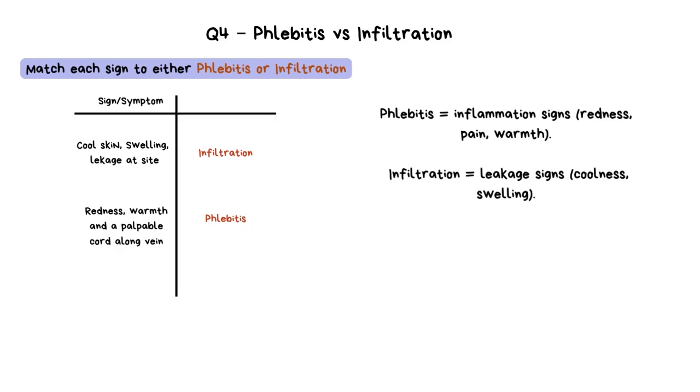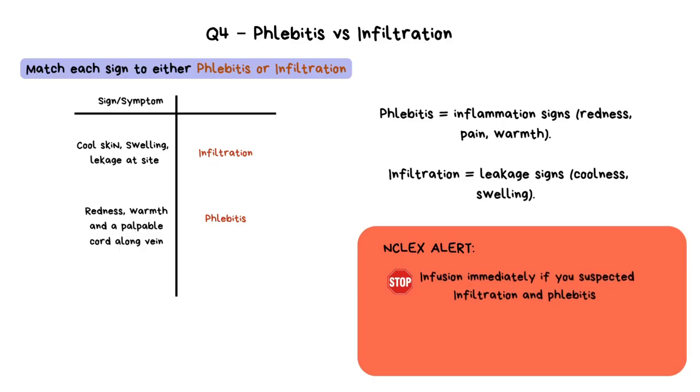Phlebitis is inflammation of the vein, which shows up as redness, warmth, and tenderness along the vessel. NCLEX alert. Always stop the infusion immediately if you suspect infiltration or phlebitis. Continuing can cause tissue or vein damage. Great work! Matrix questions are all about comparing conditions side by side.